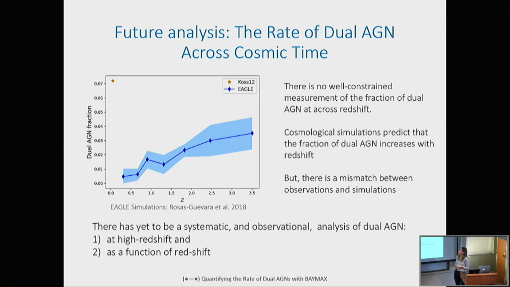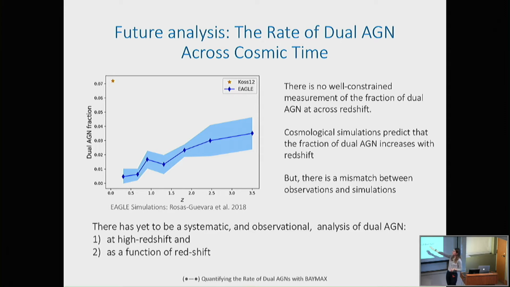Lastly, I just wanted to talk about a future analysis that I'm excited for. I want to use Baymax to quantify the rate of dual AGN across cosmic time. So as of right now, there's no well-constrained measurement of the fraction of dual AGN as a function of redshift.